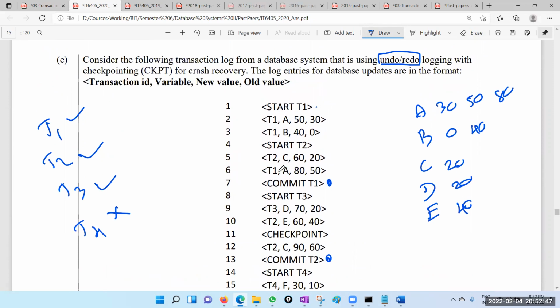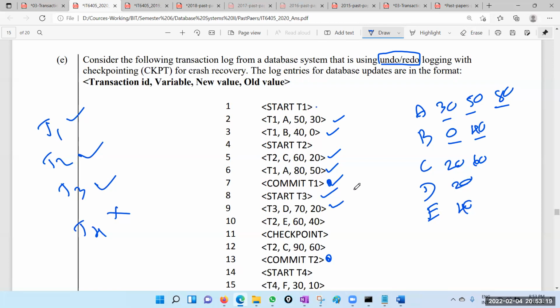Right. So now let's do it. A is originally 30. 30 becomes 50. B is originally 0. 0 becomes 40. Correct. Then C 20 becomes 60. Then A 50 becomes 80. Okay. Now it's committed.